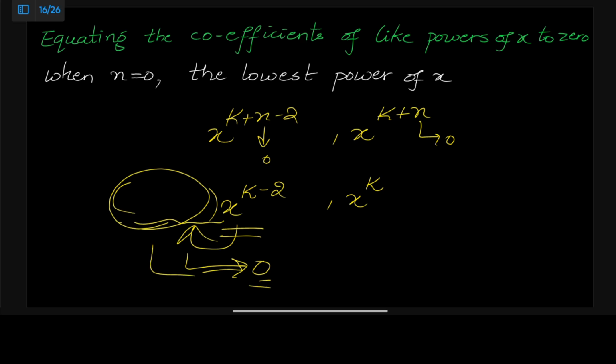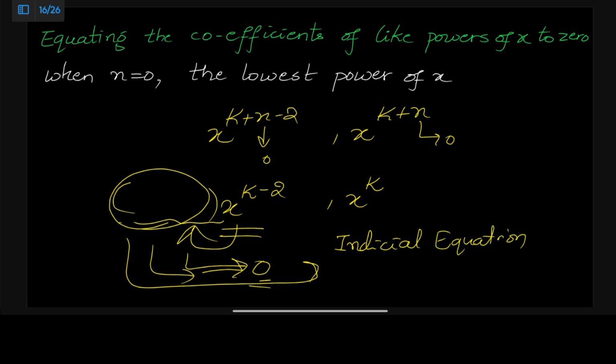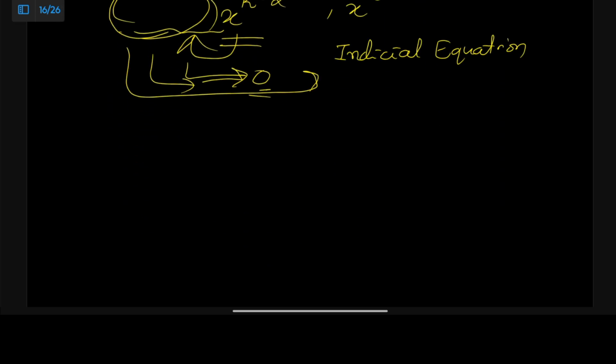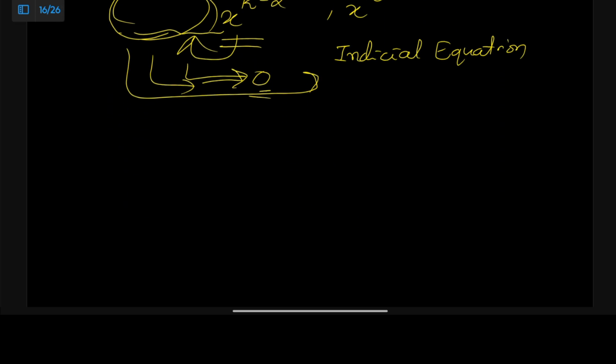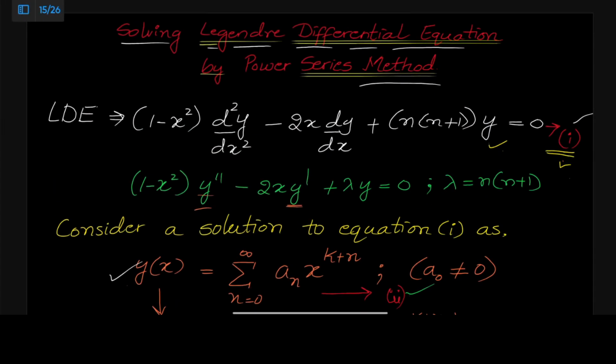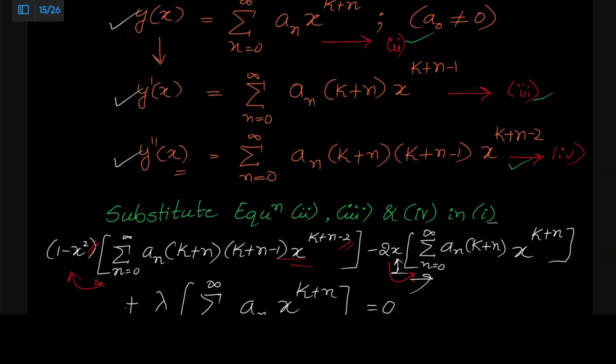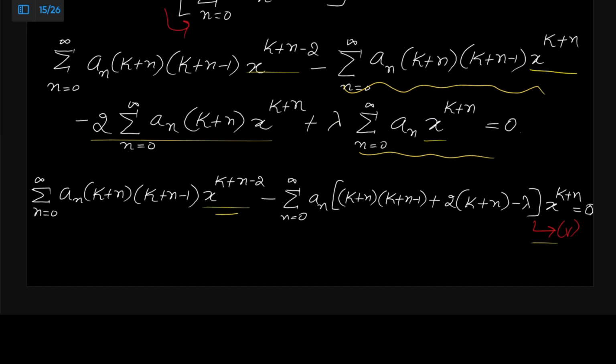Now if I'm equating this equation, what we call it is the indicial equation. So we are going to calculate that indicial equation here, right? So let us calculate that now. Now it is nothing but the coefficient. Just check what that coefficient is. Now it is nothing but this one.